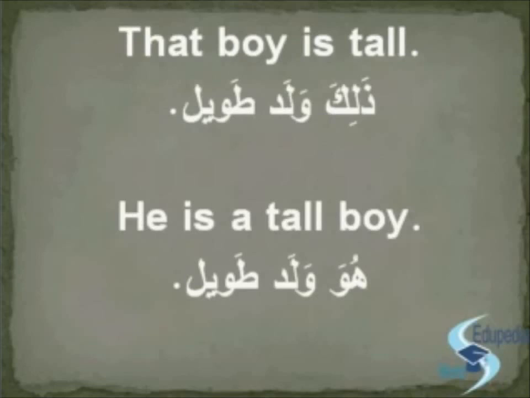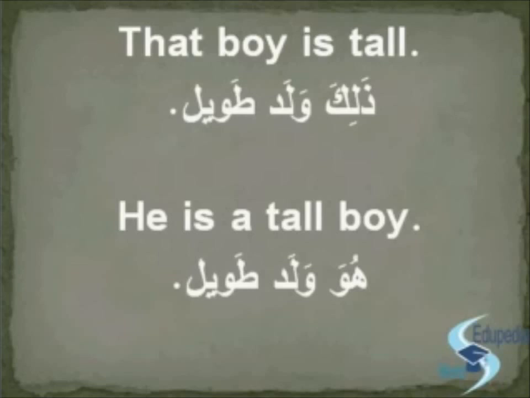Now, that boy is tall. For that, there are two ways to say it. One for masculine words, which is ذلك, and one for feminine words, which is تلك. We have ذلك, masculine, تلك for feminine. And here, because we are talking about a boy, we are going to use ذلك. That boy is tall. ذلك ولد طويل. And it is a sentence.